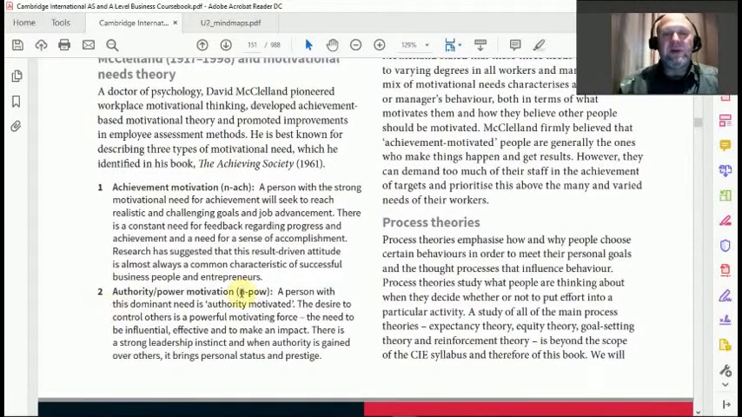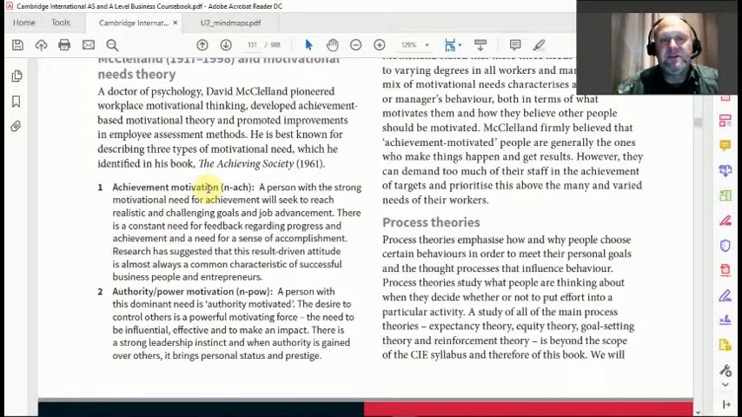authority or power motivated. This is a person with the dominance or need to have authority and be motivated. The desire to control others is a powerful motivating force. The need to be influential, to be effective, to have an impact. There's a strong leadership instinct with authority gained over others. So some people are motivated by that, and it brings to them in their mind status or prestige.